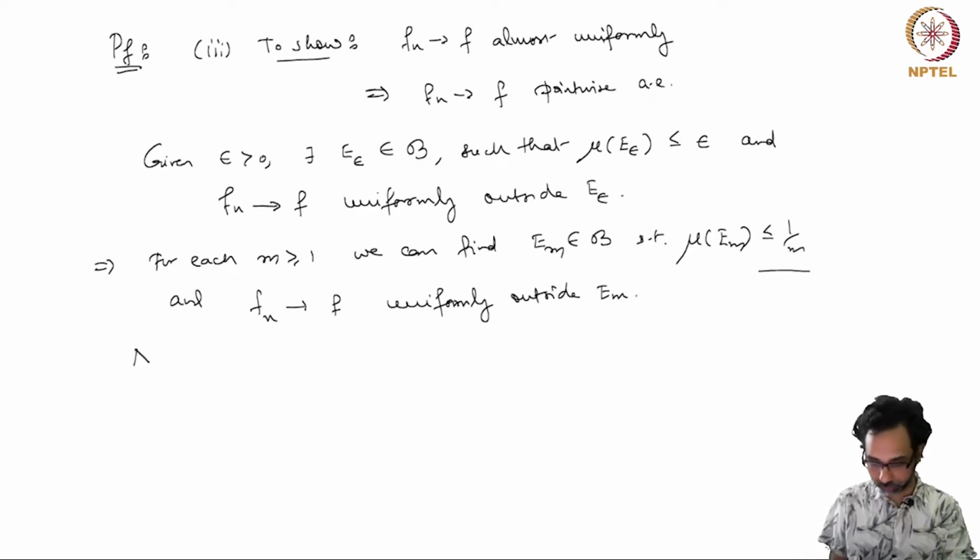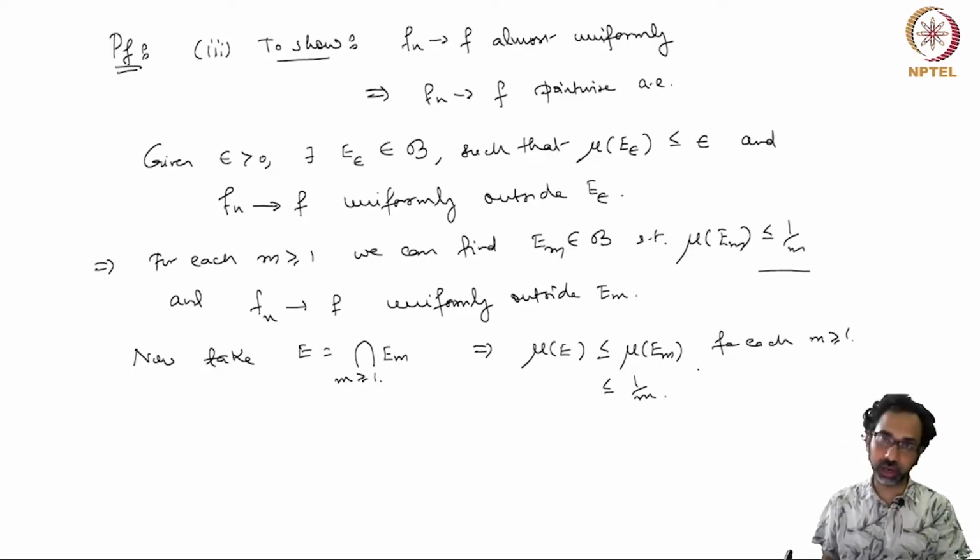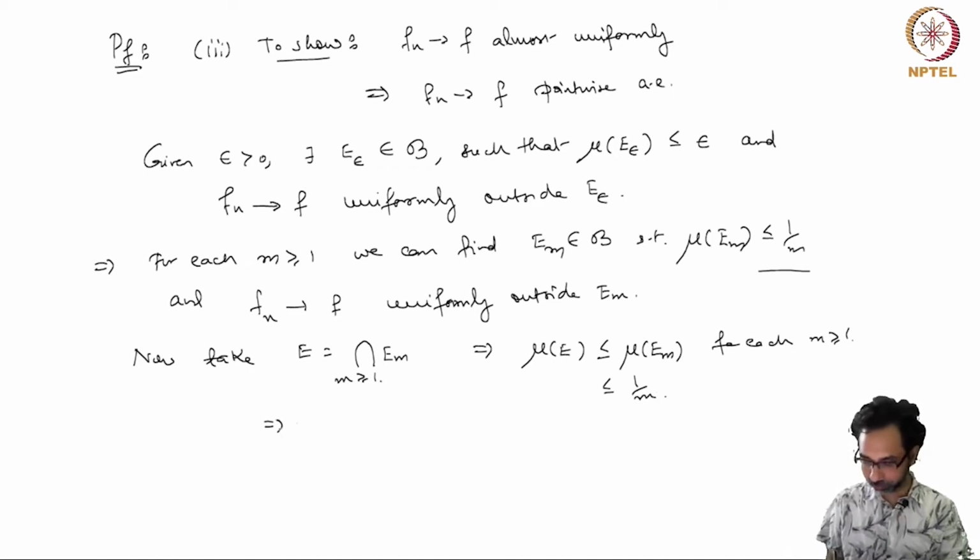So now we can take E to be the intersection of all these Ems. So this means that the measure of E is less than or equal to the measure of Em for each m, and this is less than or equal to 1 over m, and since m can be taken as large as possible, this implies that the measure of E is equal to 0.